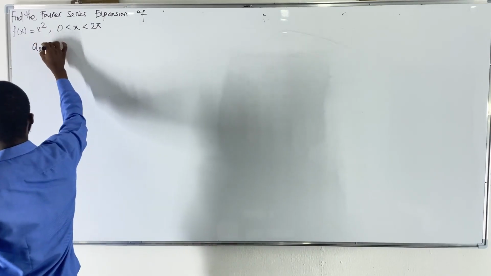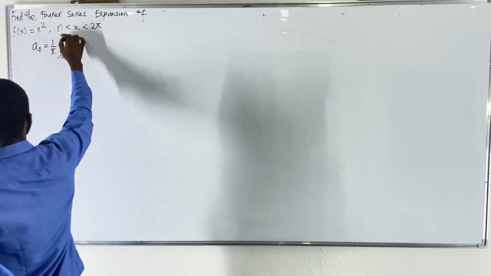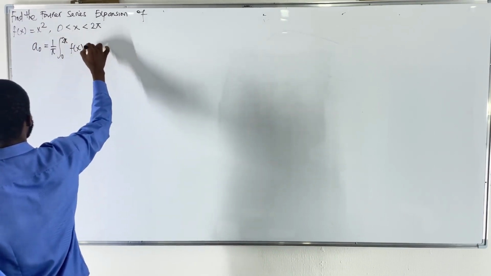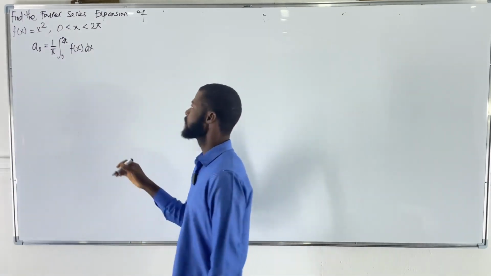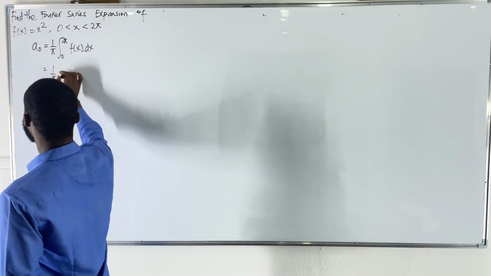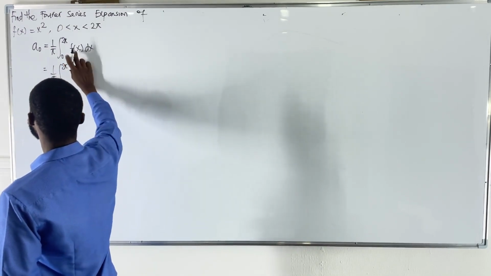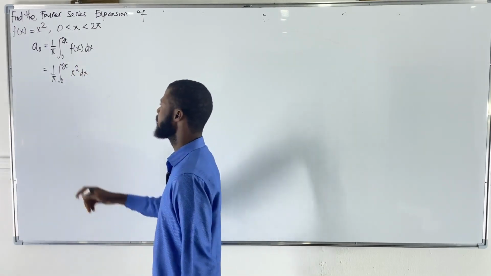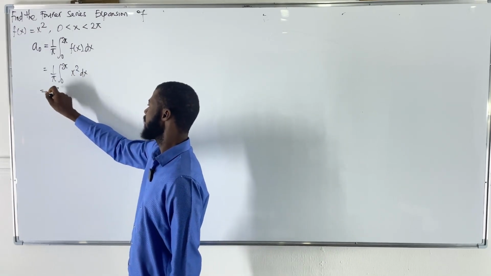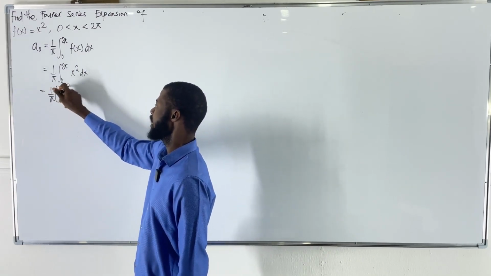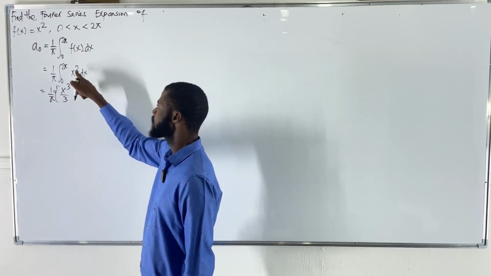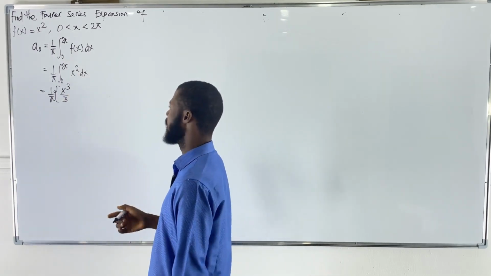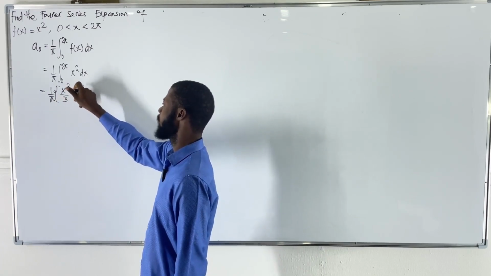So A0 is 1 over pi integral from 0 to 2 pi, because this is the interval, 0 to 2 pi, of f of x dx. That's our A0. So this will then become 1 over pi integral from 0 to 2 pi. Our f of x is x squared. Now this is 1 over pi. Then if you integrate x squared, you're going to have x cubed all over 3, because you are always going to be adding 1 to the power and dividing by that same result. So that's the formula for integration. Then put your limits 0 to 2 pi.